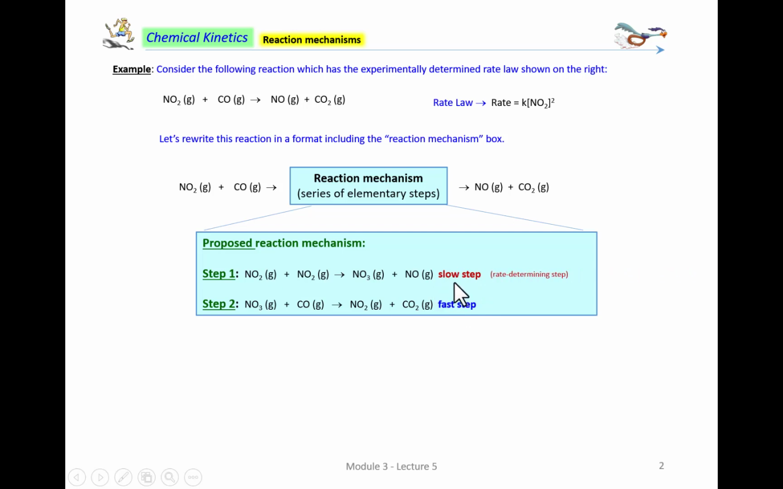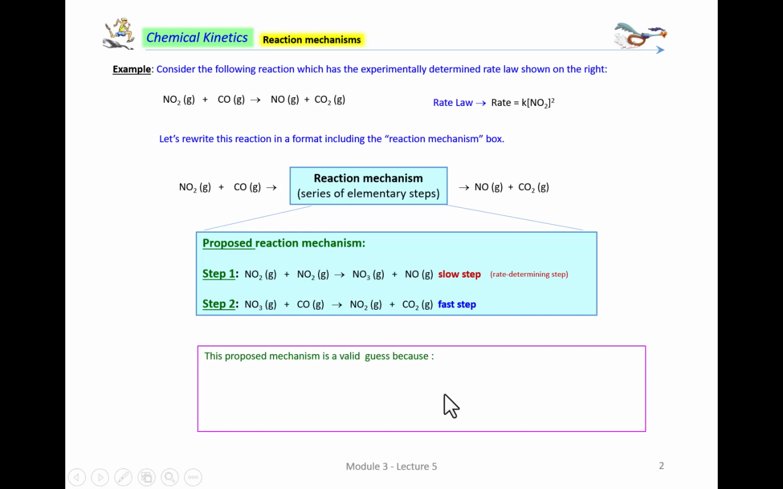The slow step in a reaction mechanism has a special term. We call it the rate determining step, because the overall reaction from reactants to products cannot go any faster than the slowest step in the reaction mechanism.